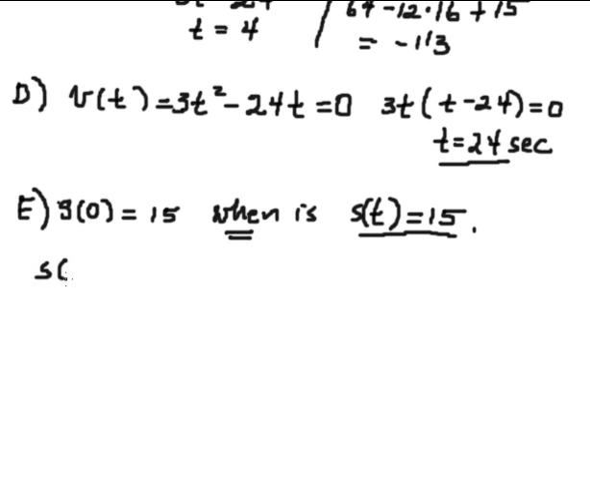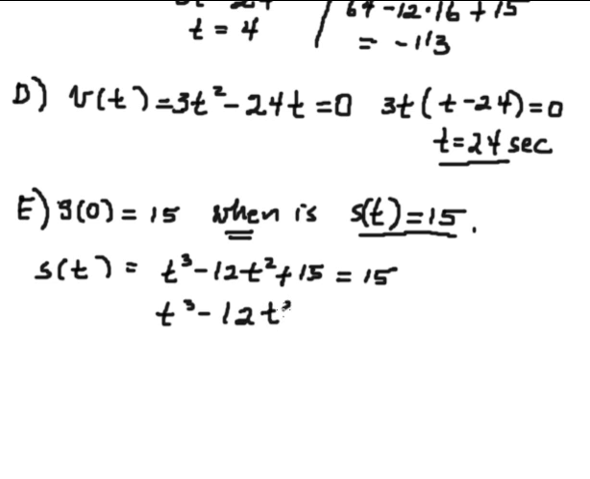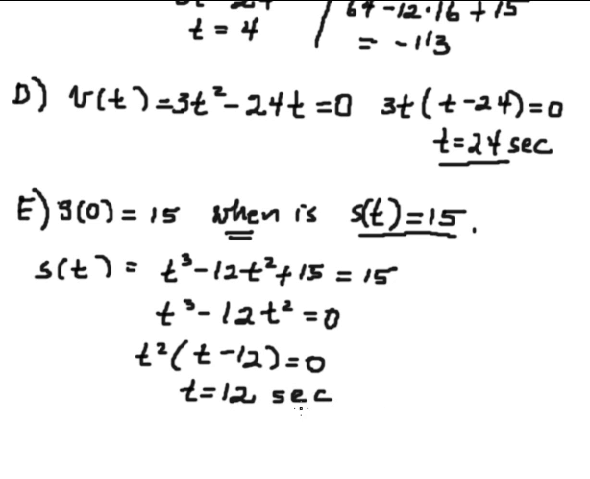Here's s of t. s of t is t cubed minus 12t squared plus 15. And when is that equal to 15? Well, just subtract 15 from both sides, and we have t cubed minus 12t squared is equal to 0. And factor out t squared, and we have t minus 12 equals 0. So the solution is t equal 12 seconds. So after 12 seconds, the position is again 15 units.